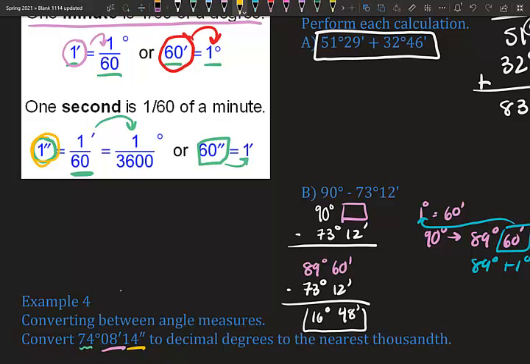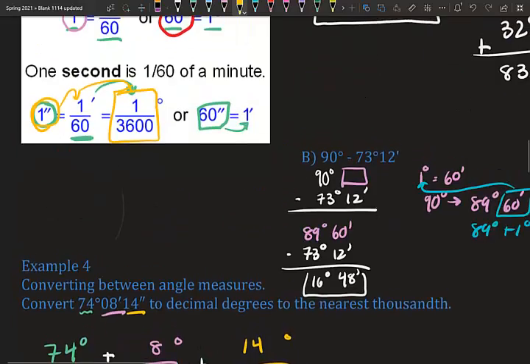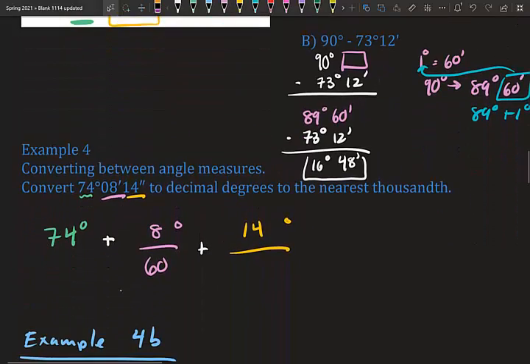1 second, which is 1/60th of a minute, is the same thing as 1 over 3,600th of a degree. That's hard to say, the 1 over 3,600th of a degree. You get what I'm trying to say, though. So we're going to divide by 3,600. That's what's going to give us the proportion to the degree. So minutes is always over 60. Seconds is always over 3,600. So we use our calculator.